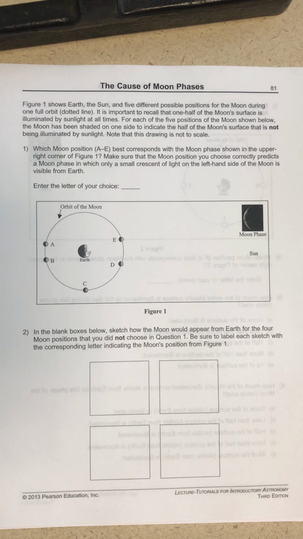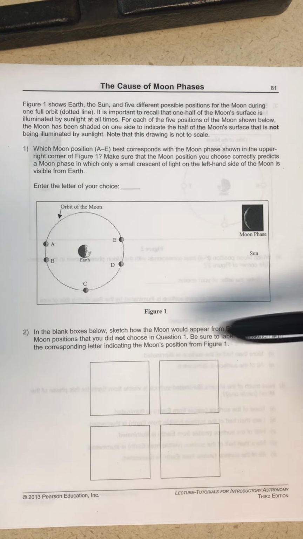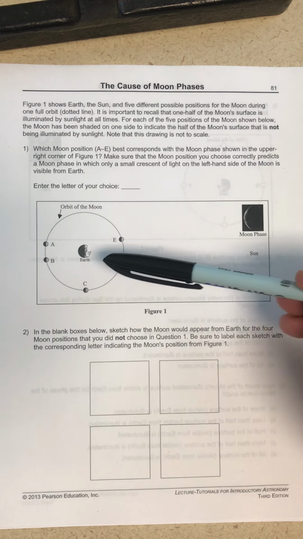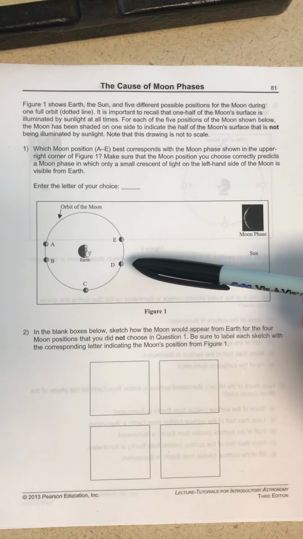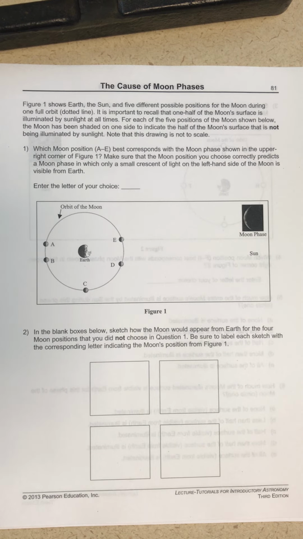For each of the 5 positions of the moon shown below, the moon has been shaded on one side to indicate half of the moon's surface that is not being illuminated by sunlight. Note that the drawing is not to scale, because if that's the Earth, that's not the moon. They're not the right distance, and it's not the right distance between the Earth and the sun. It's just so it can fit in a picture, not to scale.